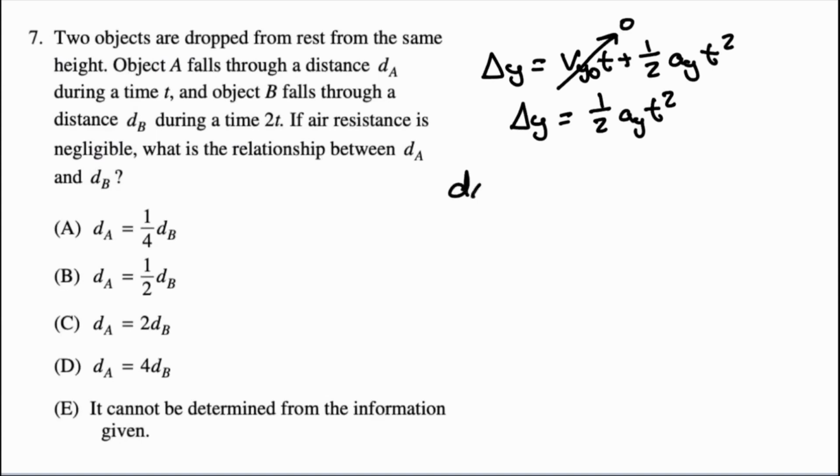So for dA, we're just going to plug in the values that they give us. They don't give us an acceleration, so we're just going to leave it as a, and it says it falls during a time t, so this is just going to be t squared. And dB is going to be the same 1/2 a_y.